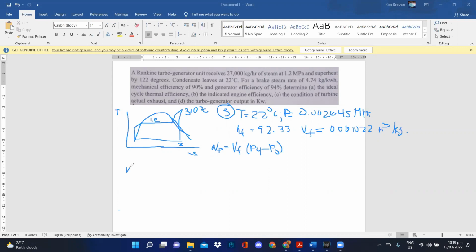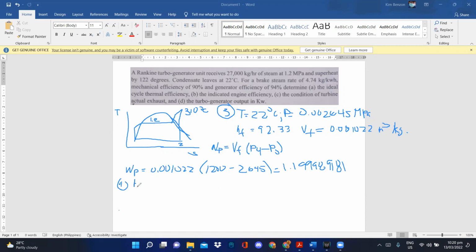So therefore, your work ng pump is equal to 0.001022 times 120 kilopascal minus 2.645 kilopascal, which is this one, and yung 120 na ito, this one. So therefore, you have an answer of 1.1998981 kilojoule per kilogram. Now, at state point 4 tayo.